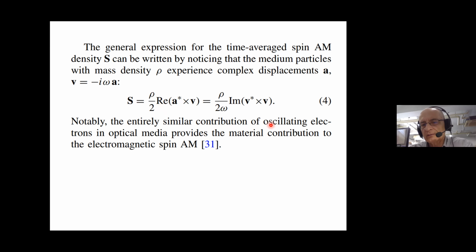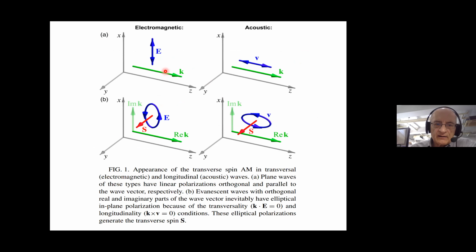There is an entirely similar contribution: oscillating electrons in optical media provide the material contribution to electromagnetic spin angular momentum. So in the electromagnetic case, there is here the electric field transverse to this. But when you go to a surface, there are these cycloids, and you can get the transverse momentum. In this case, in the bulk, you get this. When you get the surface, you get this transverse angular momentum. So this is the appearance of the transverse spin in transversal electromagnetic waves on the left, and longitudinal acoustic waves.